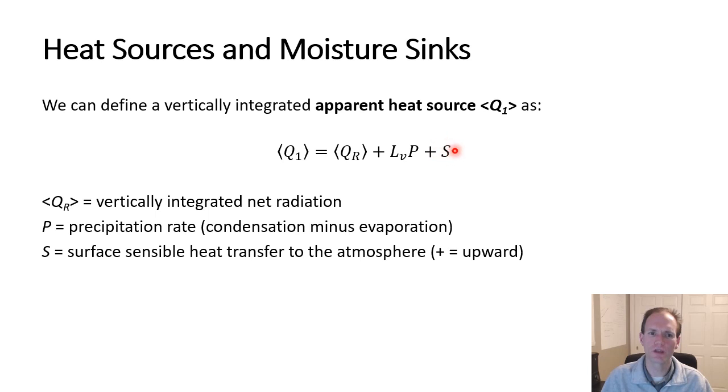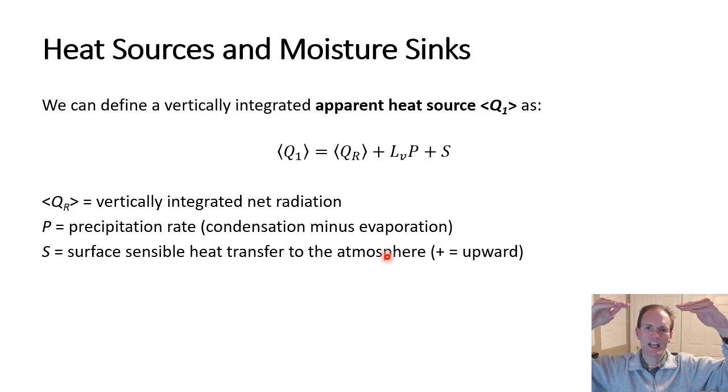This S term here is related to surface sensible heating, transferring to the atmosphere. When S is positive, you're transferring heat from the ground or water surface to the atmosphere above. When it's negative, you're transferring it from the atmosphere to the ground or water surface below.